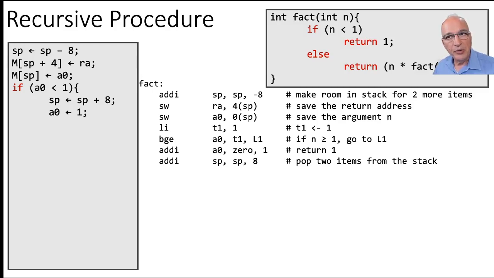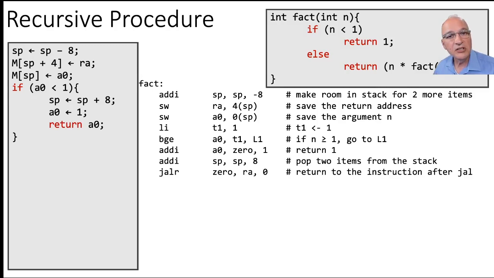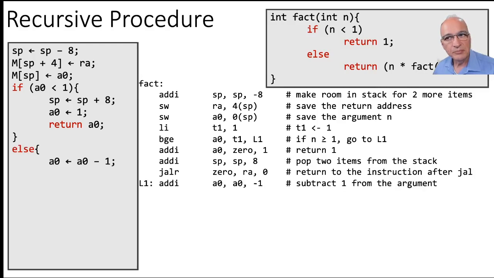Now I will make A0 equal 1, and I'm going to add 8 to sp so that I am ready to return, and return is the jump register statement where I use the value of RA in the statement. If I have returned from that point, I'm done. If I have not returned from that point, I need to now go to the place where I would go from the conditional, that's the else of the if.